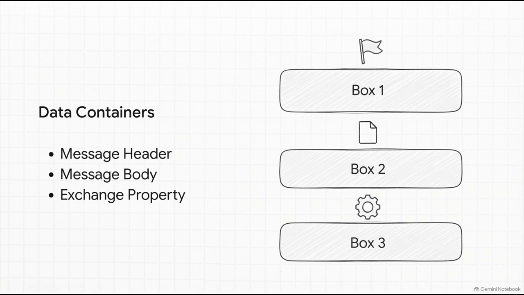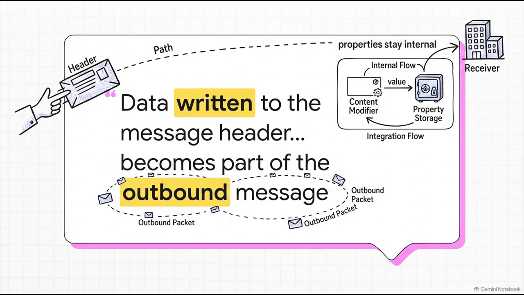Grasping how these 3 containers exist side by side? That is your key to mastering message manipulation. Now, pay attention to this crucial distinction because it trips up a lot of people. Data written to the message header becomes part of the outbound message. However, properties remain within the integration flow. What does that actually mean for us? It means headers literally leave the system and go to the receiver, while exchange properties stay strictly internal.